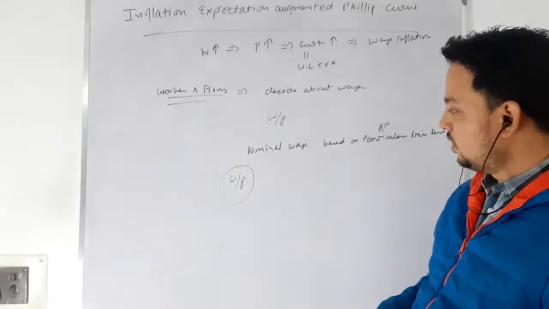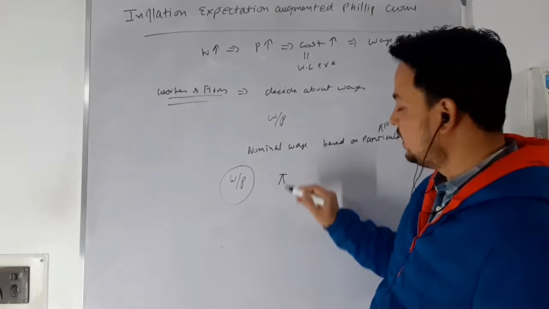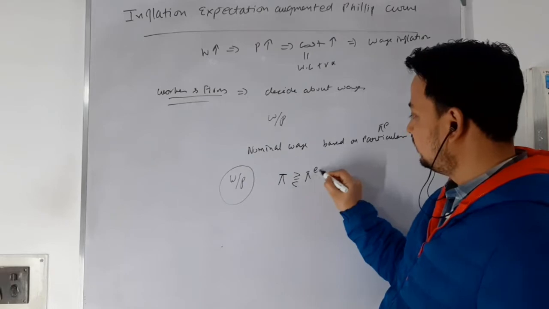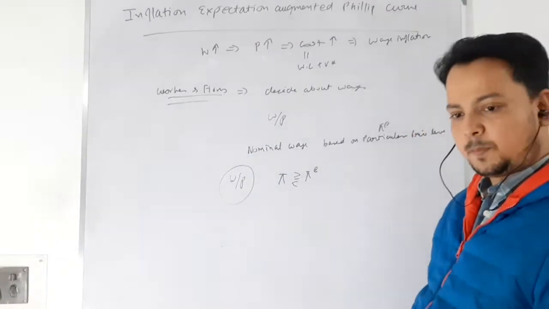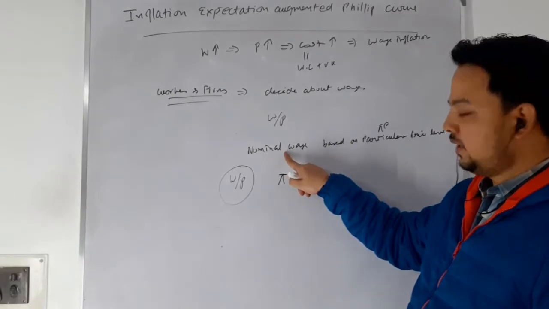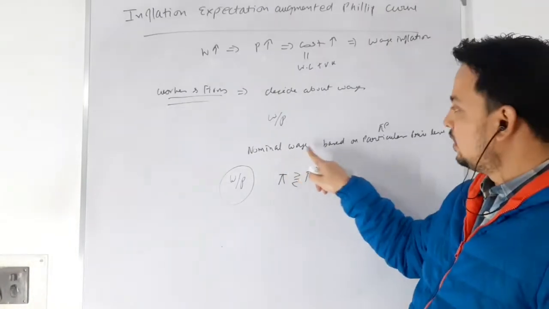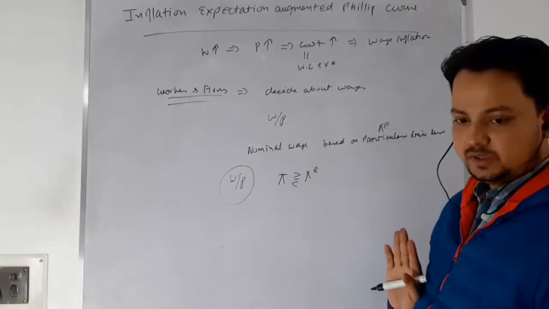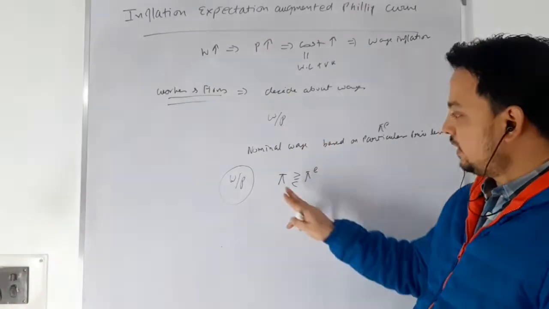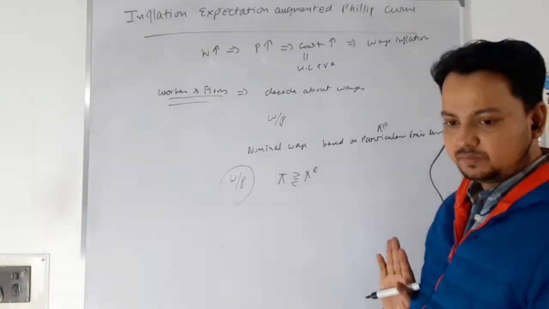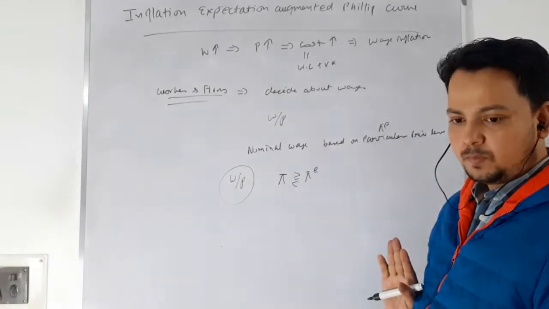Next. Actual inflation in the economy can be greater than, equal to, or less than your expected inflation. This can happen. They are setting the nominal wage based on expected inflation, so that they take account of real wage. But in the economy, actual inflation can be greater than, equal to, or less than expected inflation. Yes or no?